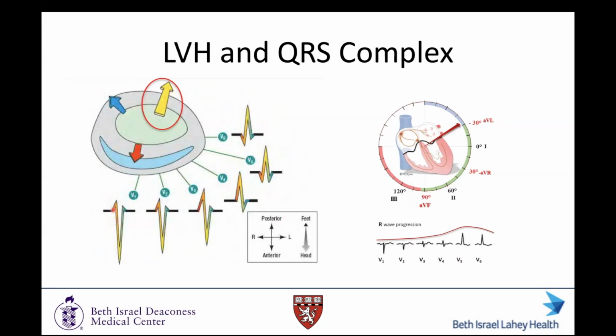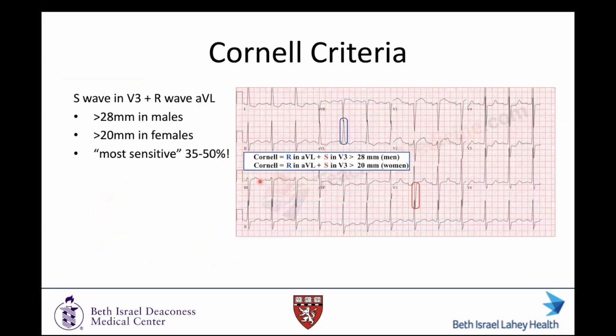You see these deep S waves in our earlier leads, and then tall R waves in our later leads, as well as AVL. So if you remember this, this is helpful when we go through all the LVH criteria that you're going to see. So the first LVH criteria is the Cornell criteria. So here we're adding the S wave in V3. And remember, we expect this to be deep with the R wave in AVL, which we expect to be taller. And if the sum of that is greater than 28 in men or 20 in women, that's consistent with LVH.